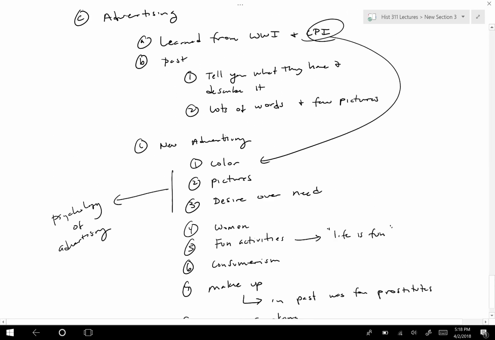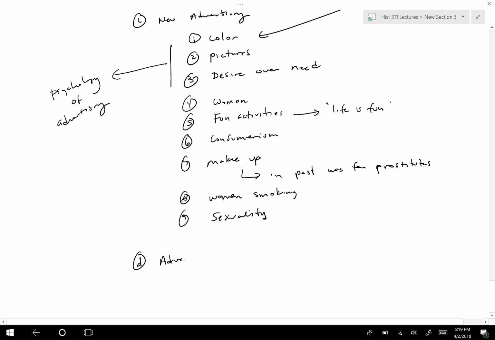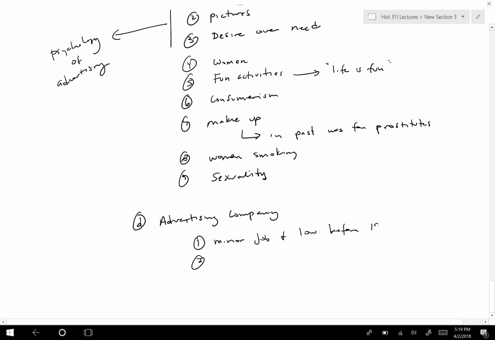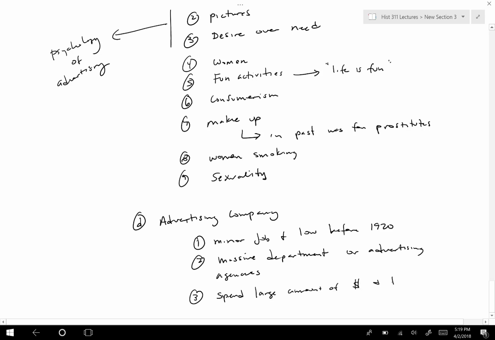Ad agencies invested a huge amount of time and money. So, new advertising, let's do here D. The advertising companies. This used to be an unimportant job, a minor job, and low pay. Before 1920, what happens is this becomes a massive department, and in fact you're going to get advertising agencies that didn't exist before, and they would spend large amounts of money and time to create the ads.